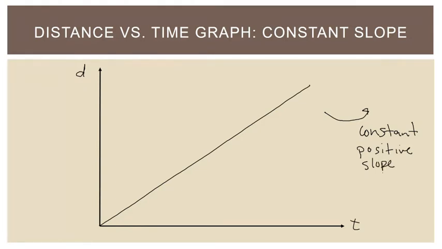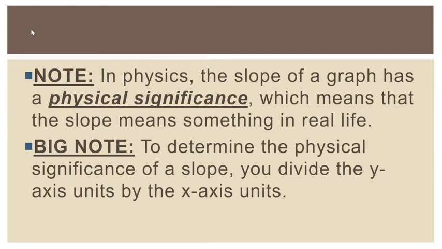And the fact that the slope is constant and positive is important, as we said, because that tells us the distance is increasing at a constant rate. Now, an important thing to realize here is that this has a lot of importance in physics. In physics, the slope of a graph has what we call a physical significance, which means that the slope actually means something in real life. It tells us something important about the graph.